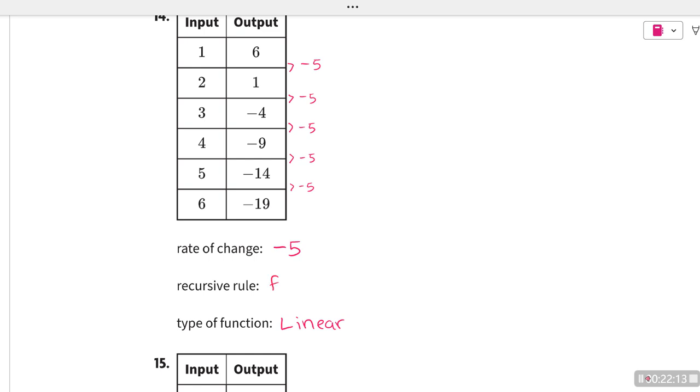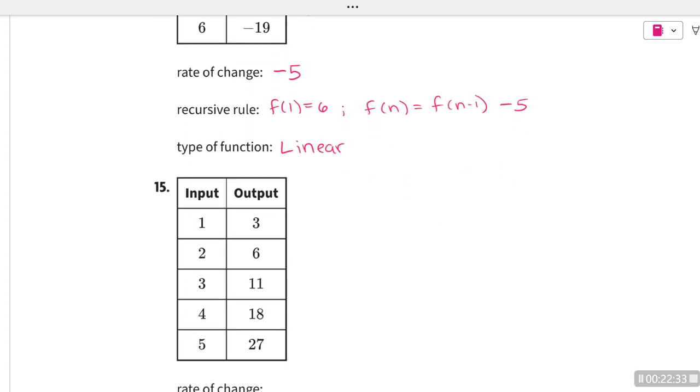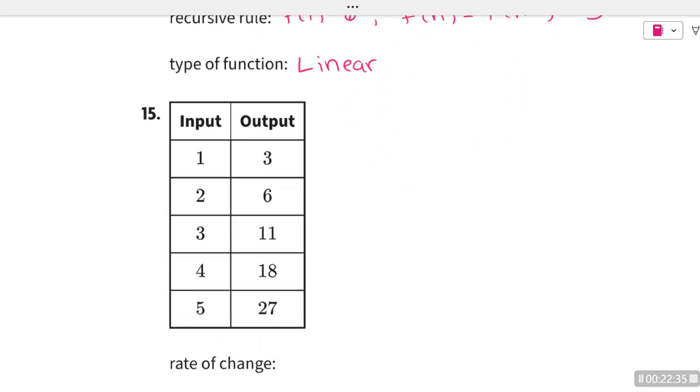So let's start with f of 1 equals 6, because that's the first term they gave us. So every term after that, f of n is going to be f of n minus 1 plus -5, or I'll just write -5 here. You can do plus -5 if you prefer, and that one's linear, so that's it. Okay, let's look at our next one.